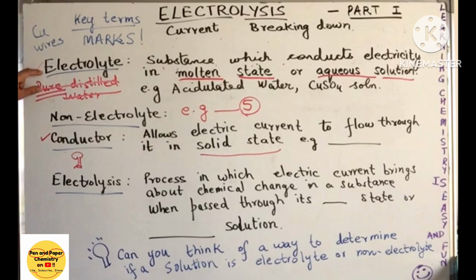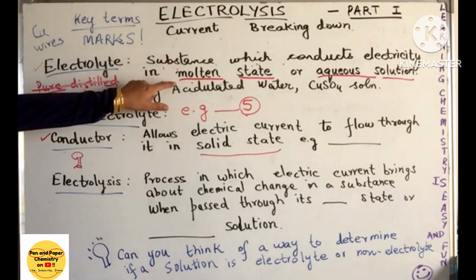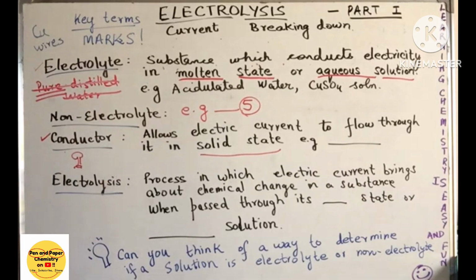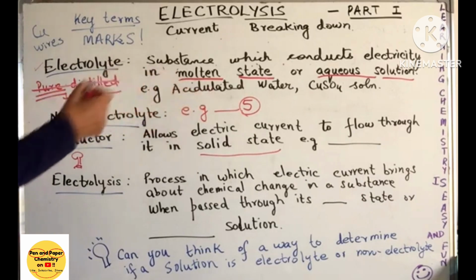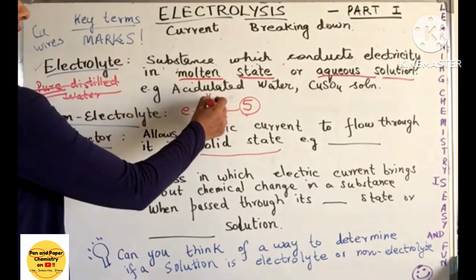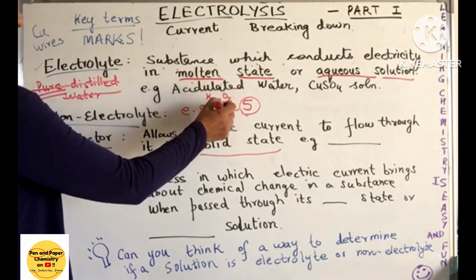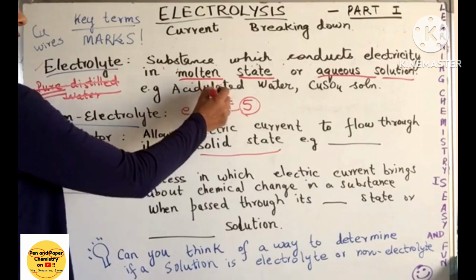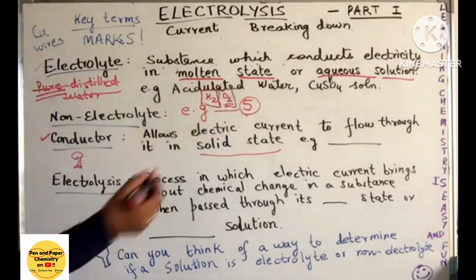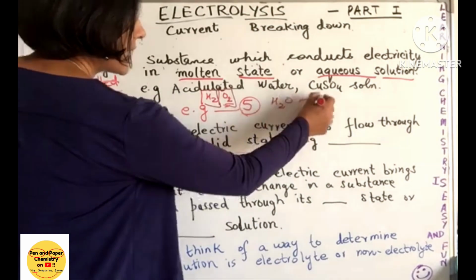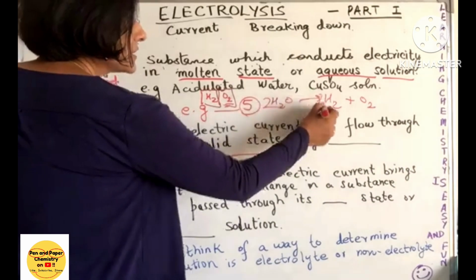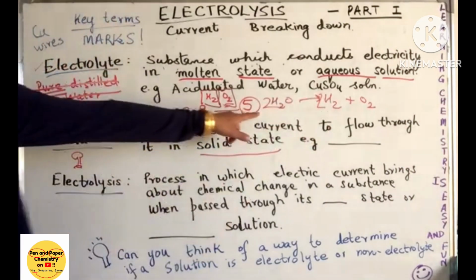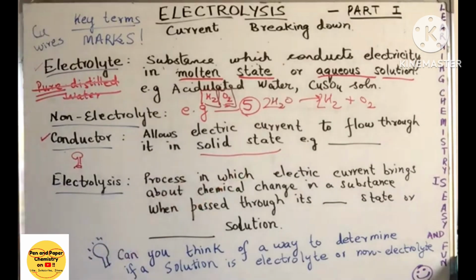So what happens when you pass electric current through the molten state or aqueous solution form of a substance? You have done in your previous classes, where we know that electrolysis of acidulated water gives you 2 gases, hydrogen and oxygen, right? 2 gases are formed. So what has happened is, water has broken down. It has got electrolyzed to give you 2 gases, hydrogen and oxygen. In other words, water has undergone a chemical change.